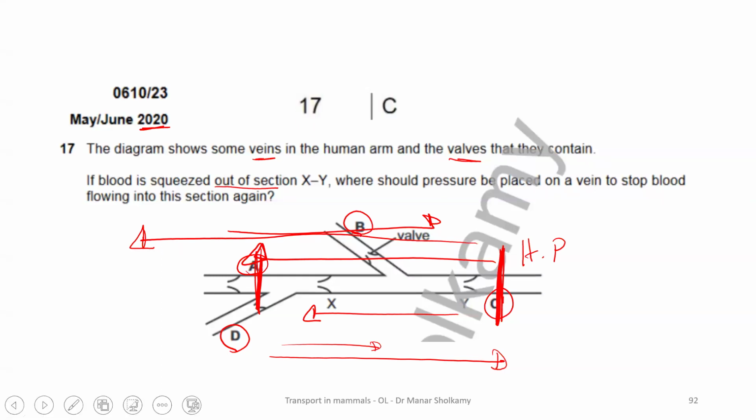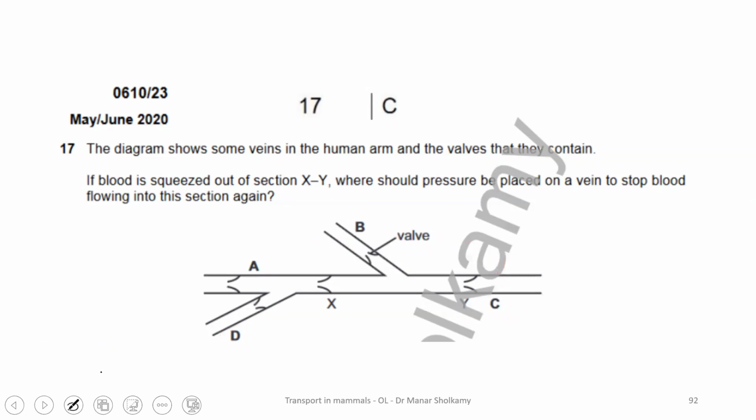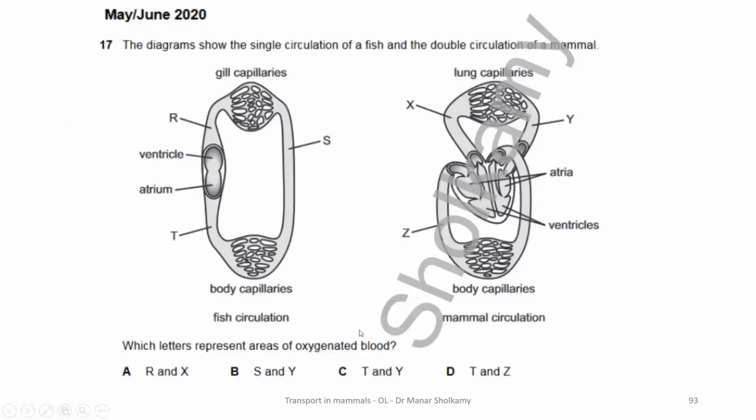C. Let me erase everything I have here so that you can see clearly that the answer is we want high pressure here in this part of the vein so that the high pressure will push the blood forward and prevent its backflow. Another question. This other question here is comparing between the single and the double circulation. Okay, you have here single circulation and the double circulation in mammals.